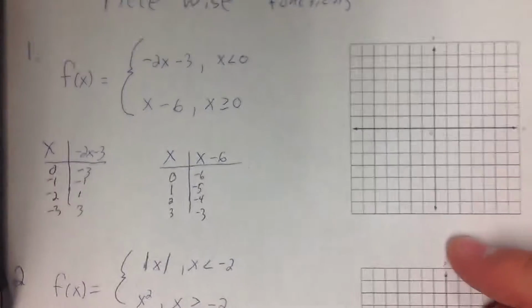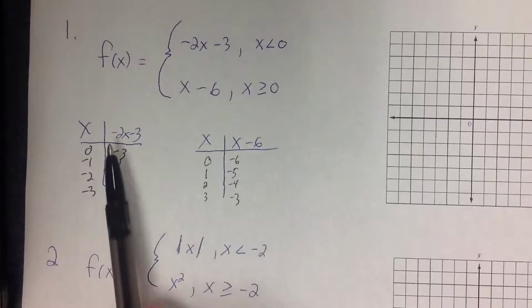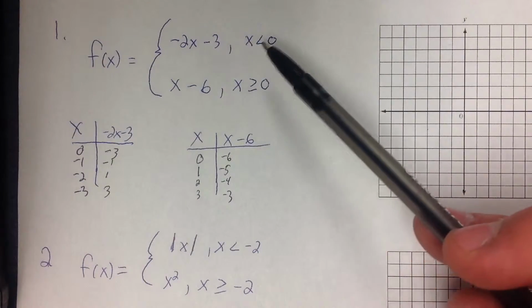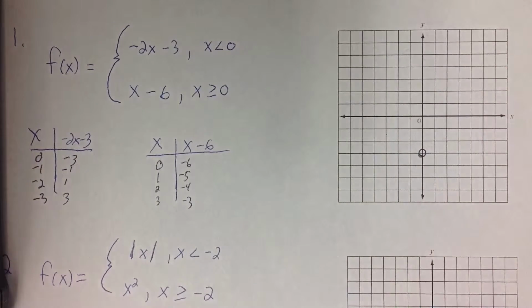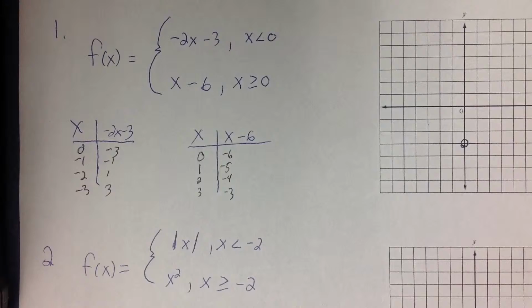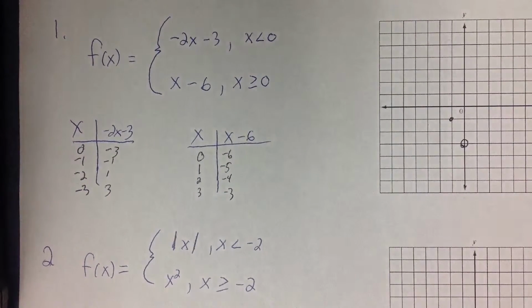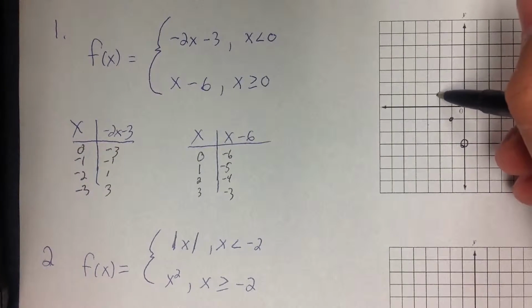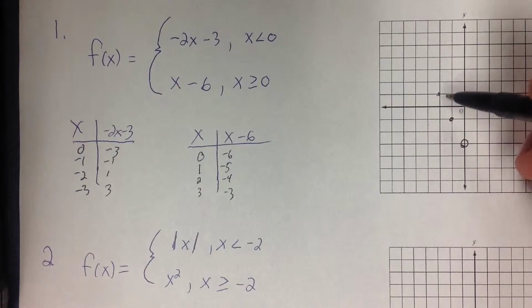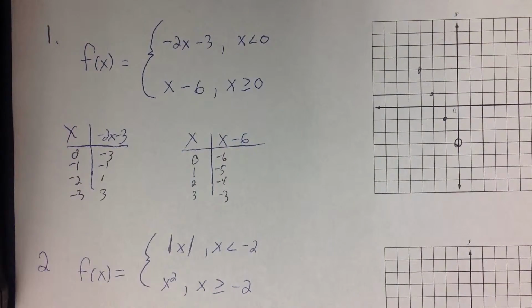So now when I go to plot this on a graph, my first point I'm going to plot is 0, negative 3. And since it's just less than, that means I'm going to have an open circle at 0, negative 3. Then I'm going to plot negative 1, negative 1. Negative 2, 1, and negative 3, 3, and then I'm going to graph that part. That part's a linear equation.